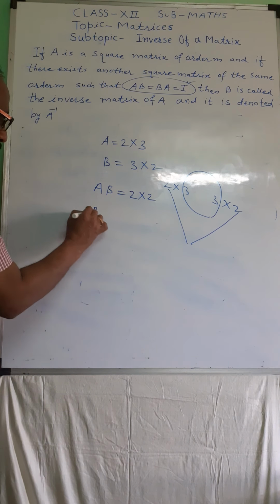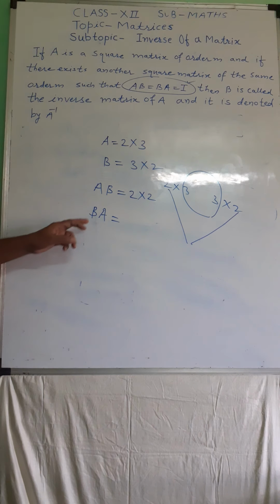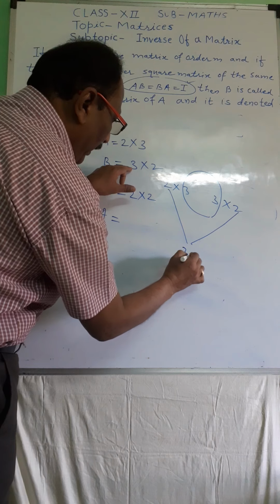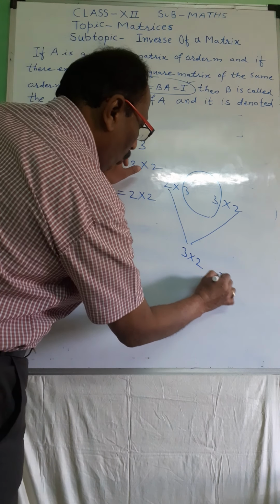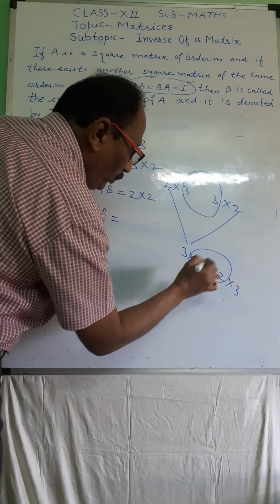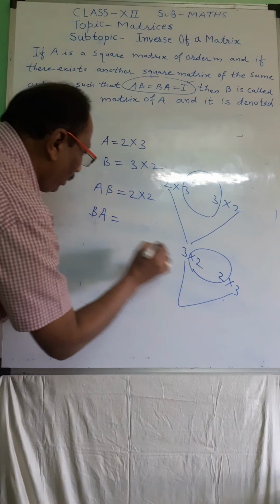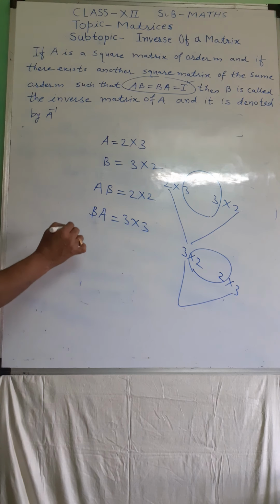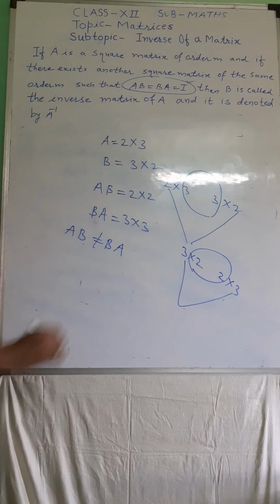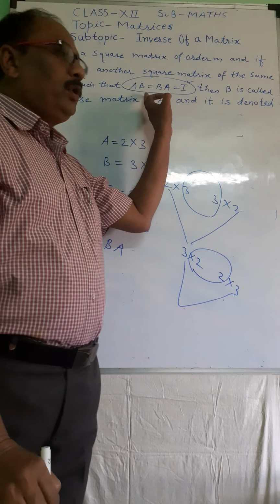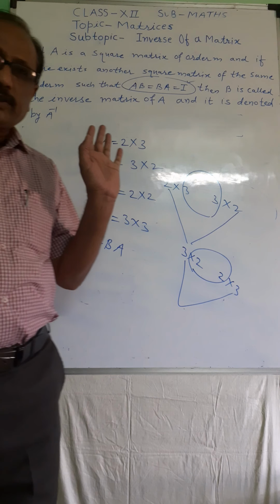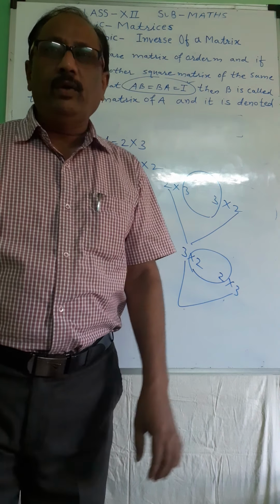If we take B into A, the product of matrix B and matrix A, that is a 3 by 2 matrix and the second one a 2 by 3 matrix, then this column and this row will merge, giving a new matrix of order 3 by 3. Then here AB is not equal to BA, but the condition is that AB should be equal to BA. Therefore, we cannot take a rectangular matrix. The inverse does not exist for a rectangular matrix.